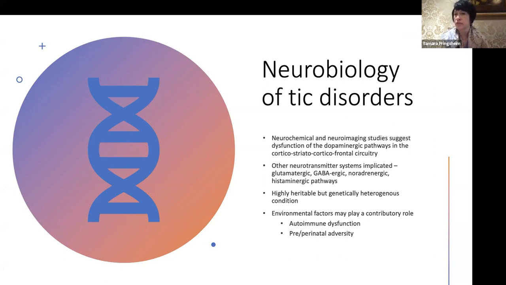So different family members can have a different sort of dose effect, in that some can be mildly affected and others can be more severely affected. There also appears to be a strong genetic link between Tourette syndrome and OCD. So some family members may be affected by Tourette syndrome, other family members by obsessive compulsive disorder, and not have any tics. We also think that some environmental factors may play a contributory role, including a history of autoimmune dysfunction and a history of pre or perinatal adversity.